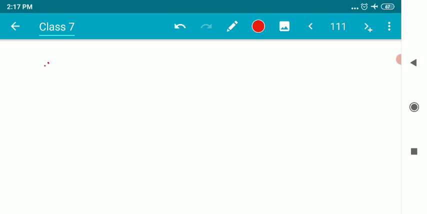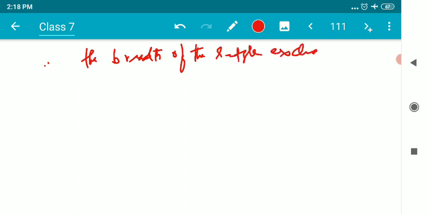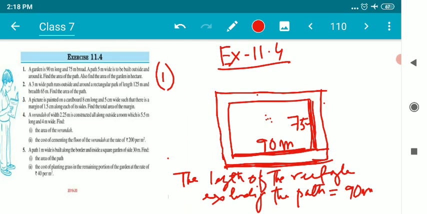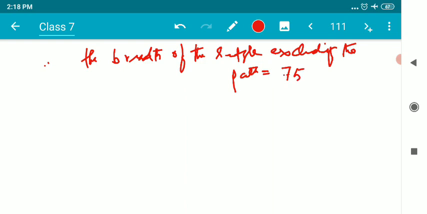Then the breadth of the rectangle excluding the path is equal to, it was 75 meter, 75 meter. Therefore, area is equal to length into breadth, that we know very well right from the very beginning. It's 90 into 75. Let's see how much comes.